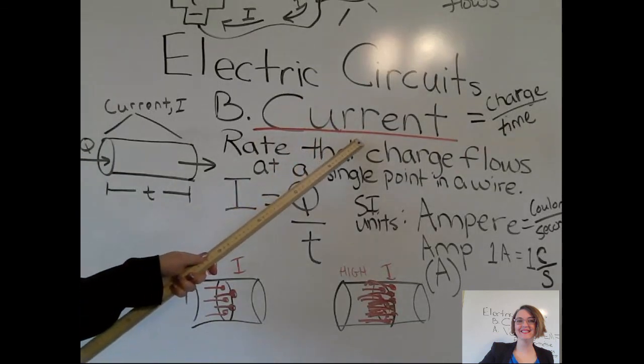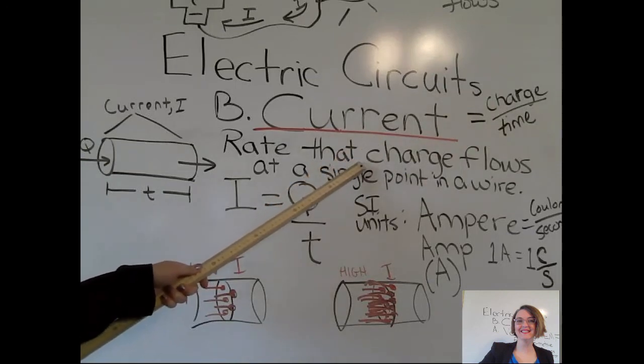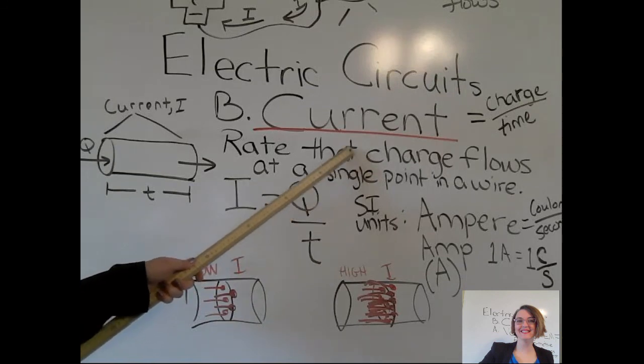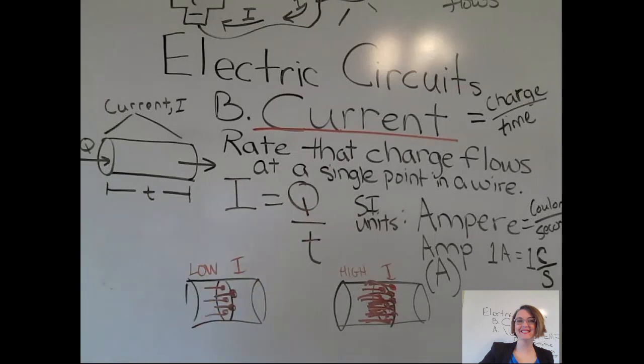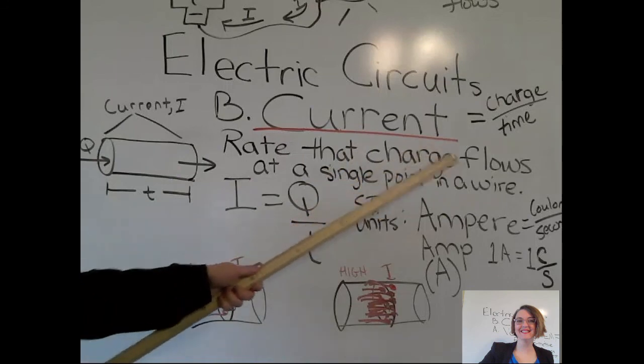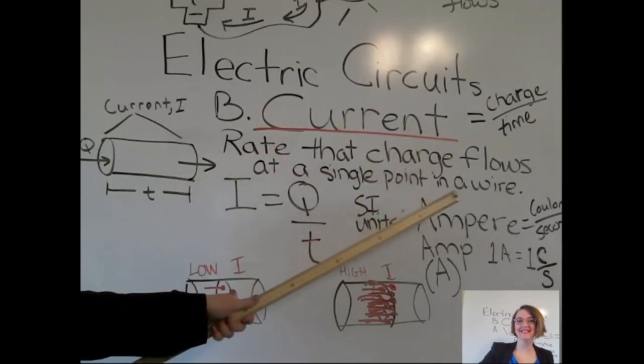Electric current is the name that we use to define how fast charge flows past a point through a circuit. So current is a rate, and it's the rate that charge flows at a single point in a wire.